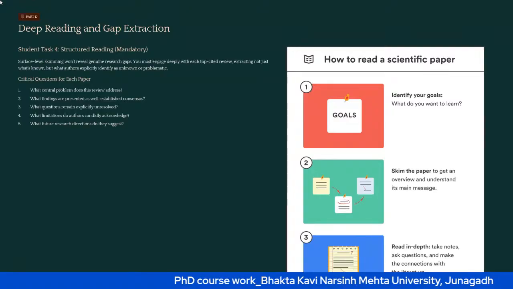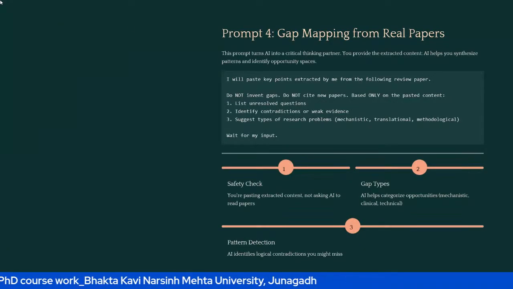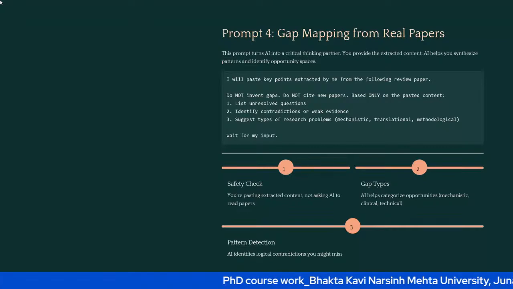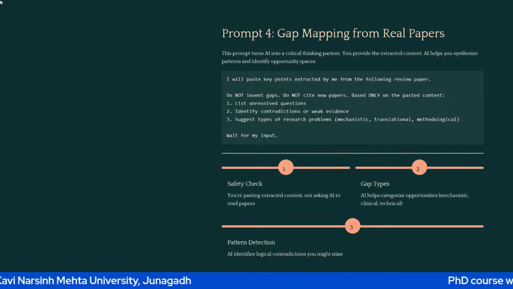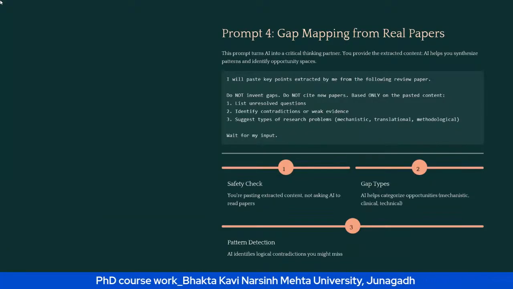So again, that will be just taking the deep reading, and gap extraction would be there. Then the next step is coming, that is prompt 4. So you have to do gap mapping from the real paper. Whatever the best papers you get from this, you have to give these papers in full PDF form to the prompt. After that, you write down: I will paste the key points extracted by me from the following review papers. Do not invent the gap. Do not cite new papers. Based only upon the pasted content, list out the unresolved questions.